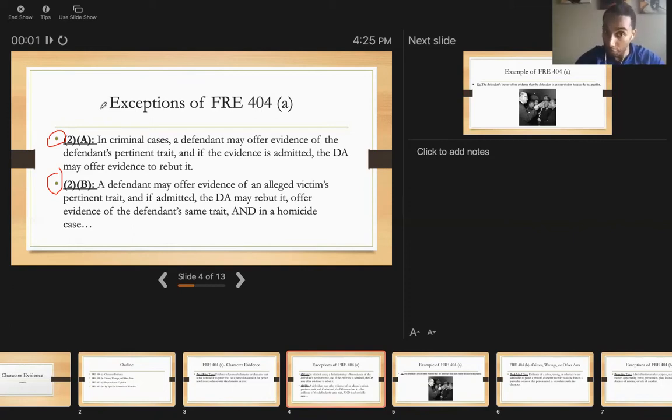That's 2(A). Subsection 2(B) is this: a defendant may offer evidence of an alleged victim's pertinent trait. And if that evidence of the victim's trait is admitted in the court, the prosecutor may use other evidence to rebut it and offer evidence that the defendant has the same trait. So what does that mean? That really means that, let's say the defendant got into a fight with the victim. Let's say that happened.